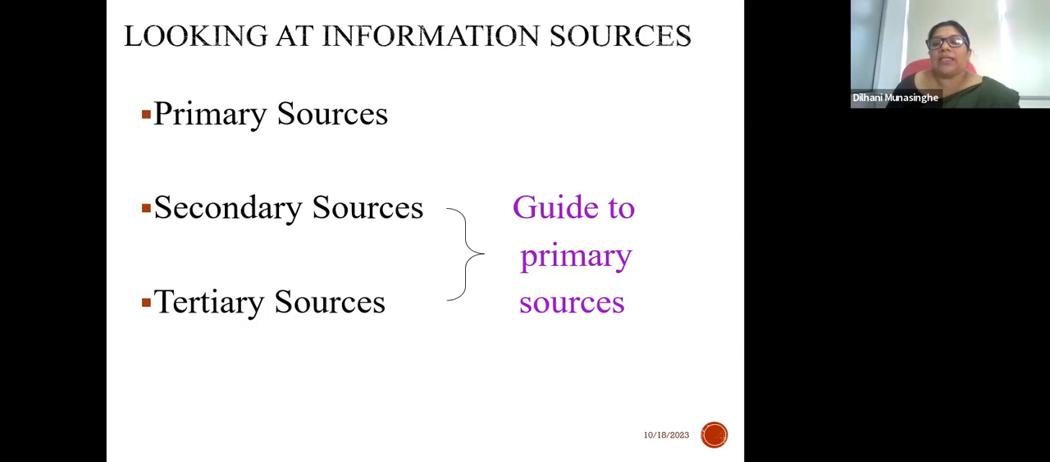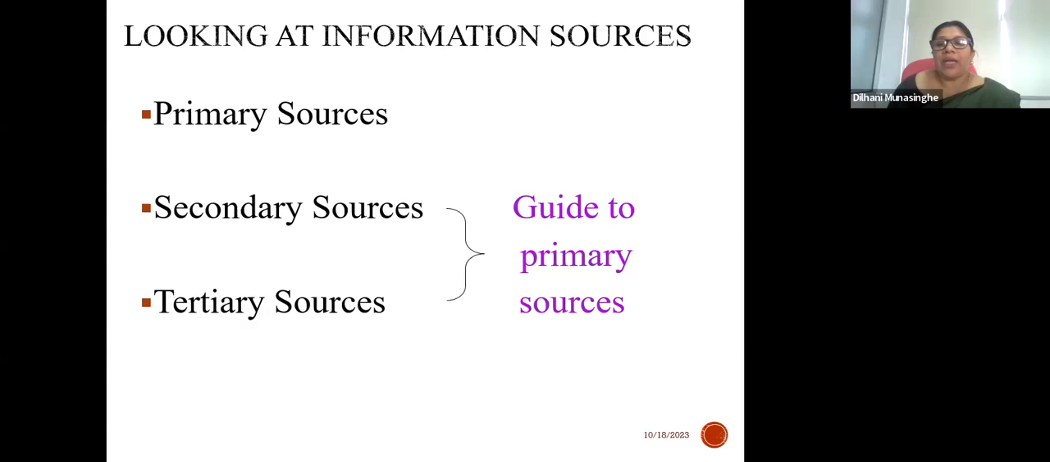Secondary sources. These sources provide an interpretation, analysis, or evaluation of primary sources. They are created by someone who did not directly witness or experience the events or research. Examples of secondary sources include scholarly articles, textbooks, review papers, and commentaries. Secondary sources help you understand and digest the information presented in primary sources.